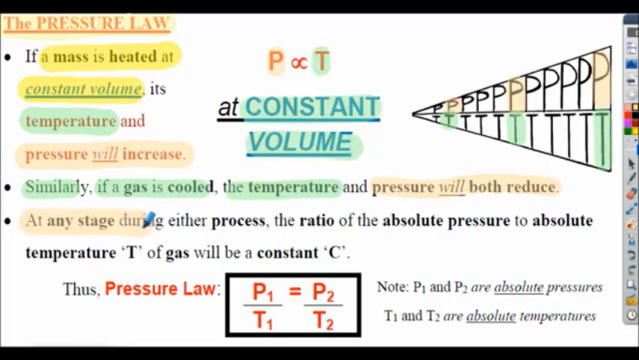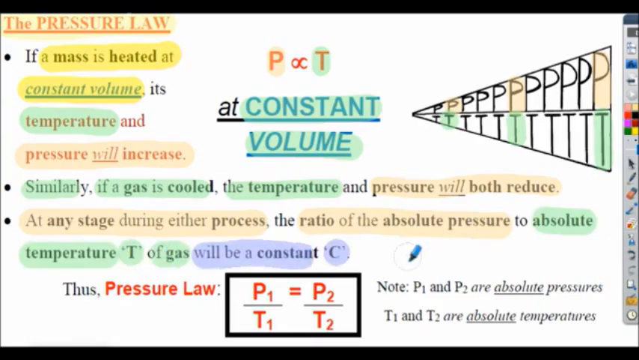So at any stage during either process, that's heating up or cooling down, the ratio of absolute pressure to absolute temperature, T, of the gas will remain constant, C here. Thus we can write the pressure law as P1 divided by T1 equals P2 divided by T2, where of course P1 and P2 must be absolute pressures and T1 and T2 must be absolute temperatures.